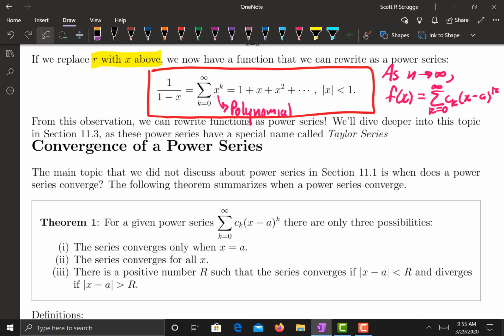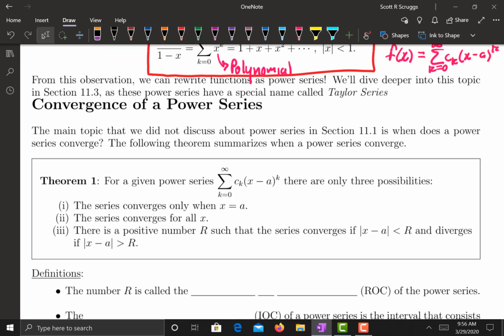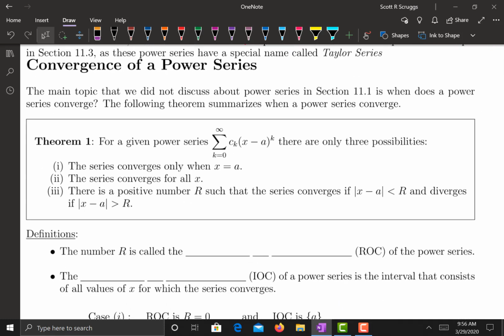But before we talk about Taylor series and all of that, we need to discuss properties of power series. The first question is, when does a power series converge? In the previous chapter, we spent a lot of time discussing when series converge or diverge. Now that we have a brand new type of series called power series, we need to know when it will converge. So let's go over Theorem 1.